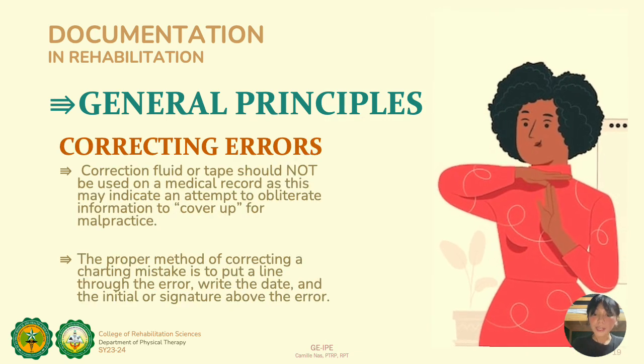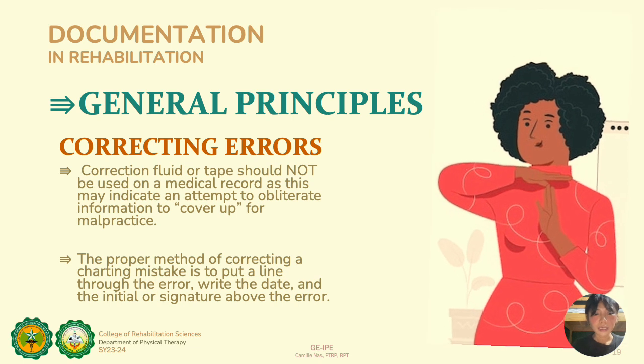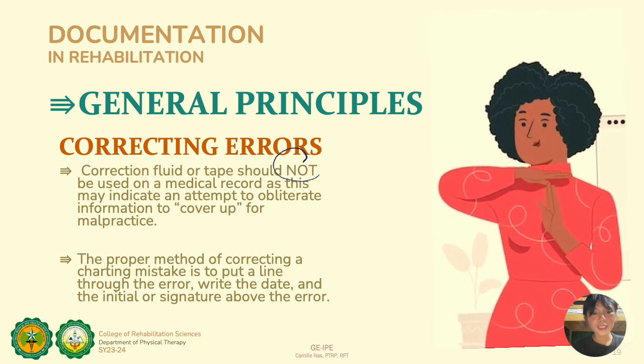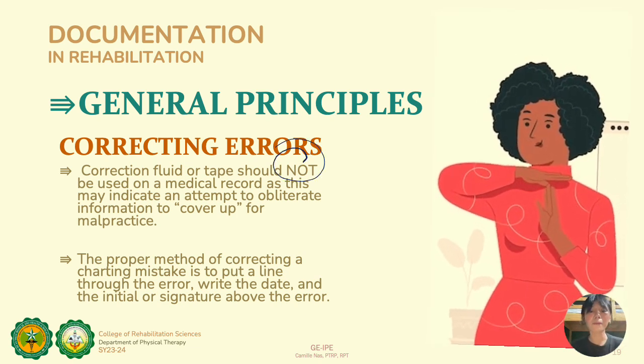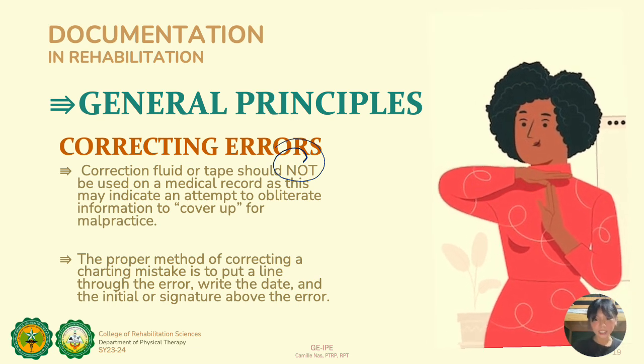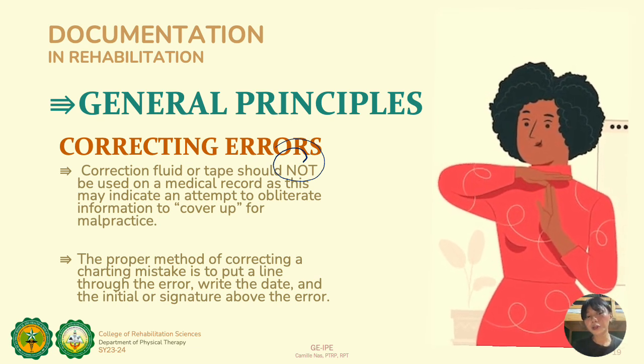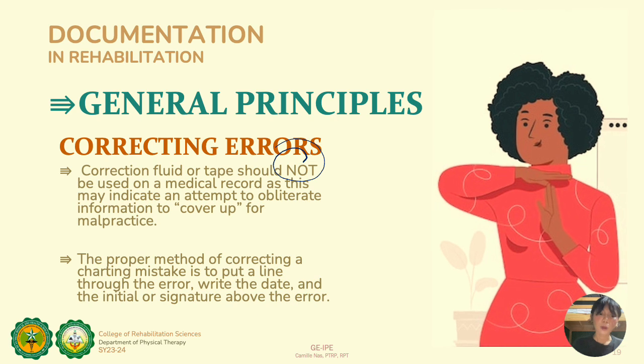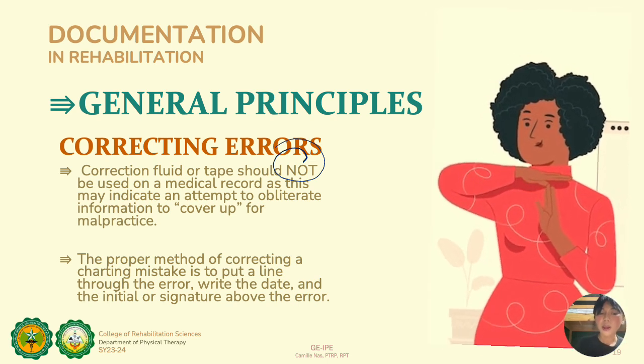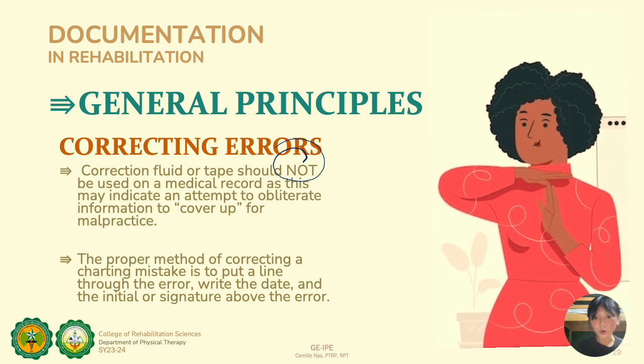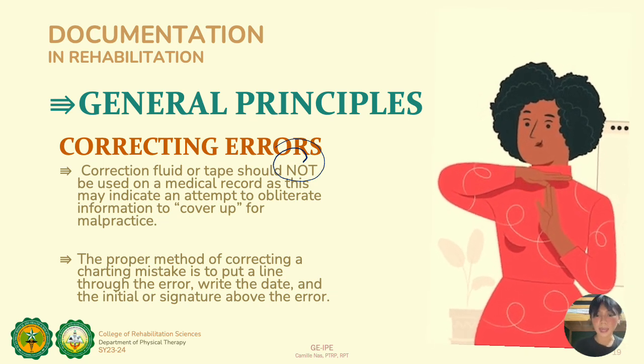Okay, next, correcting errors. Correction fluid or tape should not be used. No, bawal tayong gumamit ng mga correction tape, liquid erasers, no, on the medical record, as this may indicate an attempt to obliterate information to cover up for malpractice. The proper method of correcting a charting mistake is to put a line through the error, write the date and the initial or signature above the error. So we have an example.